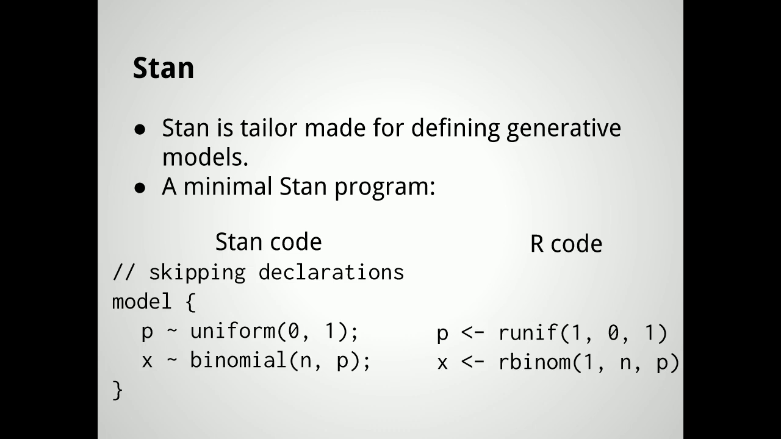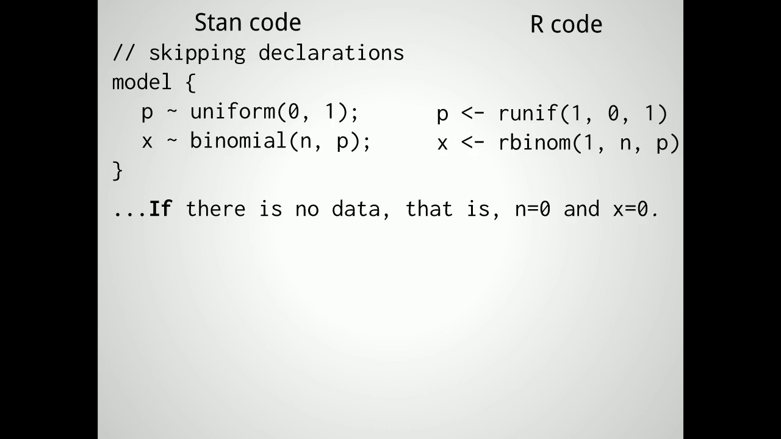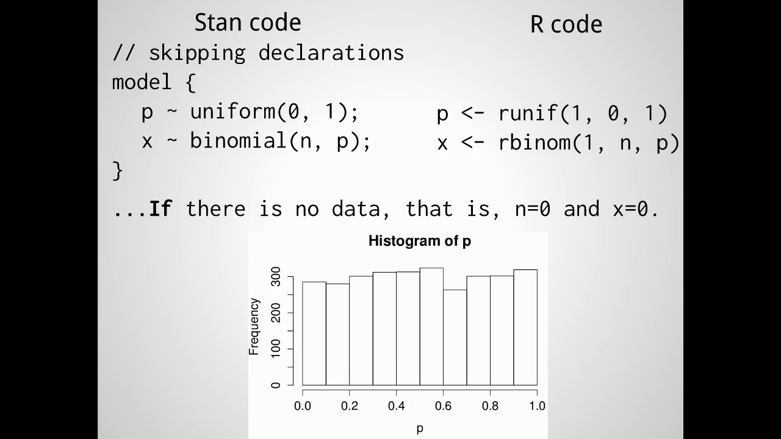So running the Stan program or the R program for a large number of iterations is going to give you the same, a large sample of randomly drawn p's. That is, if there is no data. That is, n and x are set to 0 in the Stan program. No trials, no successes. So here is a plot of a large sample of p's drawn using the Stan program, and it does look pretty uniform, which is the output we also would expect from the R code.